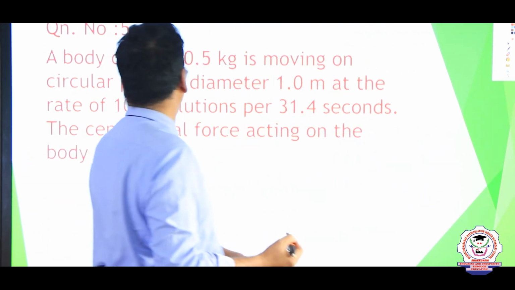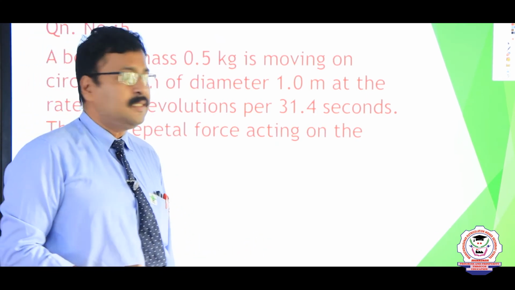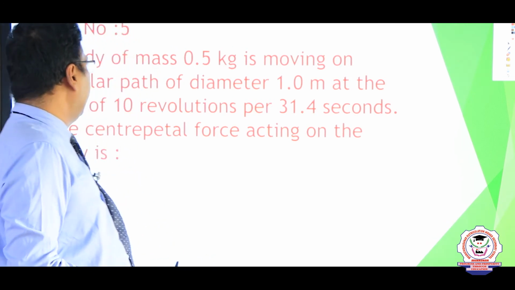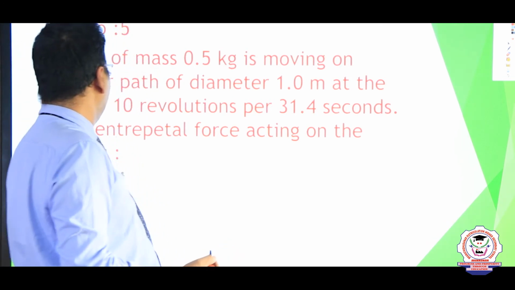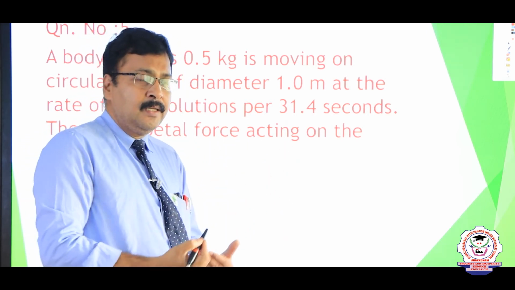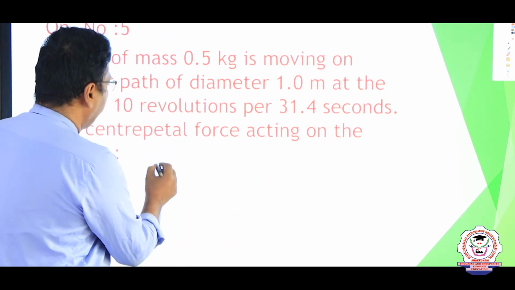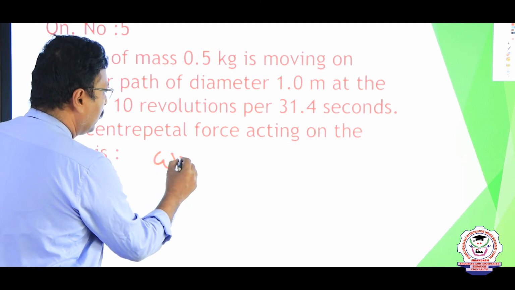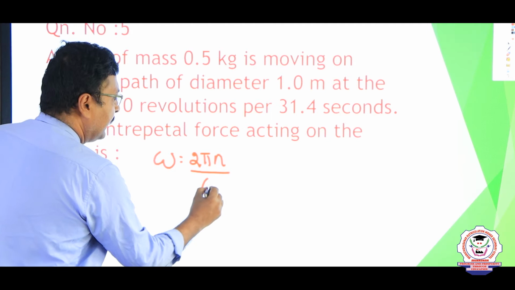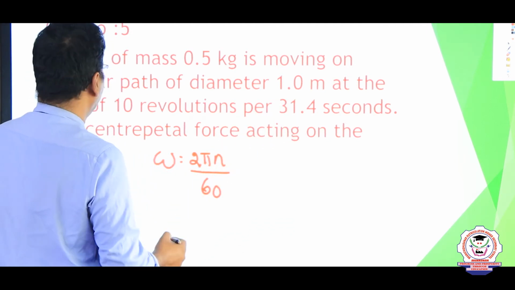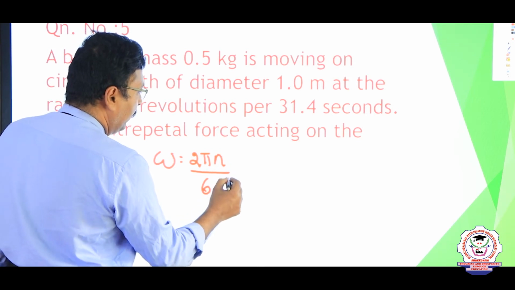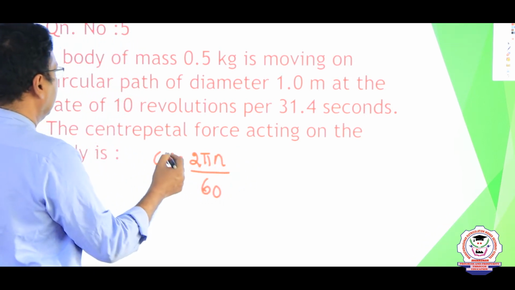So here in this problem, the body's mass is given as 0.5 kg and the circular path of diameter is given, revolution is given. We have to find out the centripetal force. So let us go by what is given. Omega has to be found out. Omega is equal to 2 pi n by 60. n is given as 31.4 seconds, 10 revolutions. So omega is equal to 2 pi n by 60 revolutions per second.